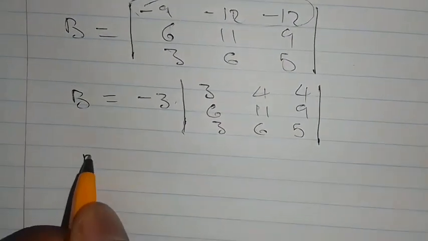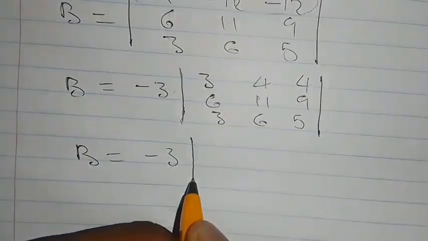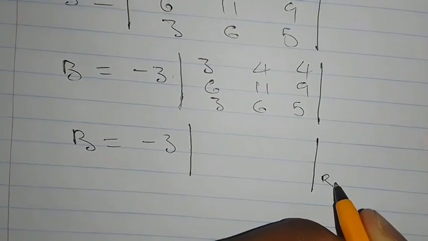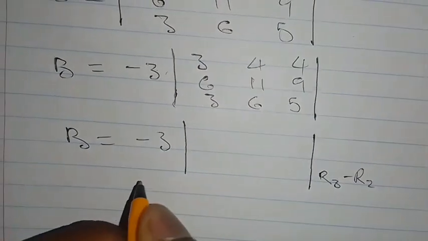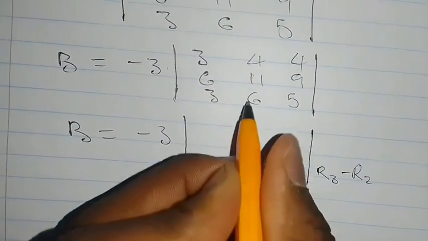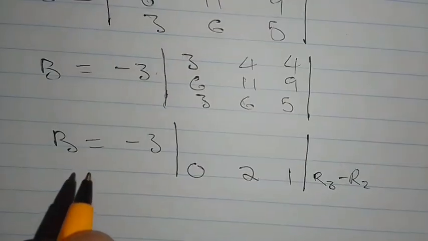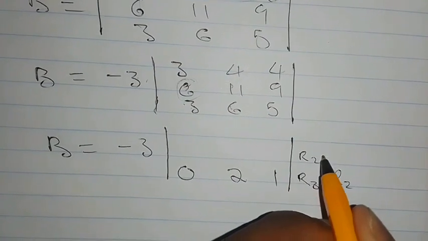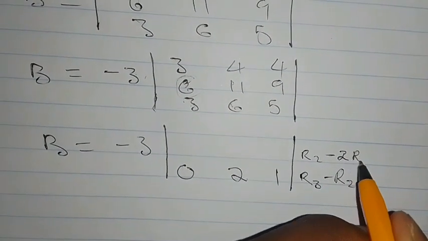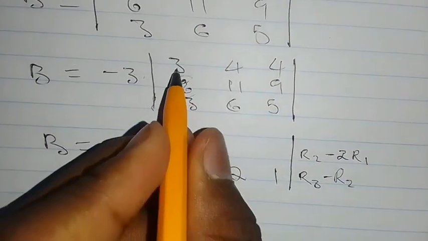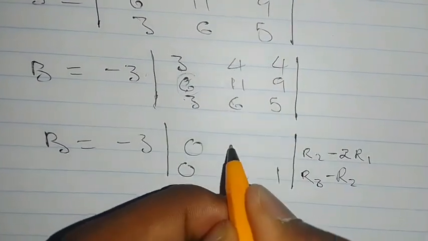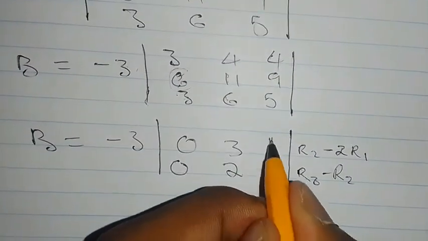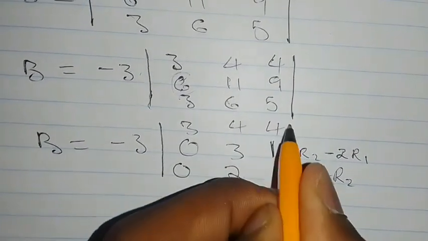Now we want to obtain a row echelon form, so we can find the determinant of that. We can replace row 3 by row 3 minus row 2. When we do that, we obtain 3 minus 3, which gives us 0 here. Then here we get 2, and then here we get 1. Now we want to obtain a 0 here as well. So we can replace row 2 with row 2 minus 2 row 1. So we have 6 minus 2 by 3, which is 0. Then we have 11 minus 8, which gives us 3. And then we have 9 minus 8, which gives us 1. And then you have 3, 4, 4. So we have something like this now.